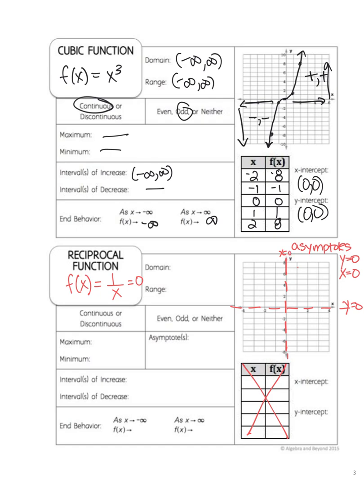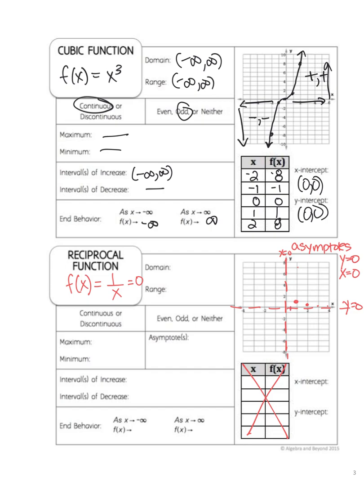Okay. Then what I'm going to do is plug in 1. So if I plug in 1, I get 1. Now what happens if I plug in 2? Plug in 2, I get a half. Plug in 3, I get a third. So it's getting smaller and smaller, but it's not getting negative. It's never going to touch 0. That's why there's an asymptote.